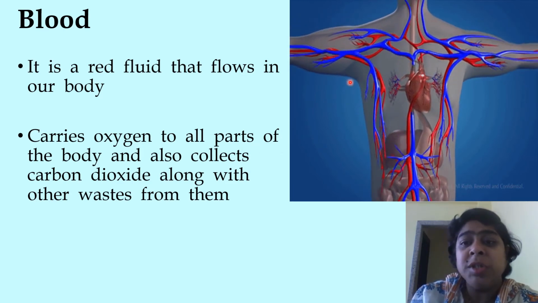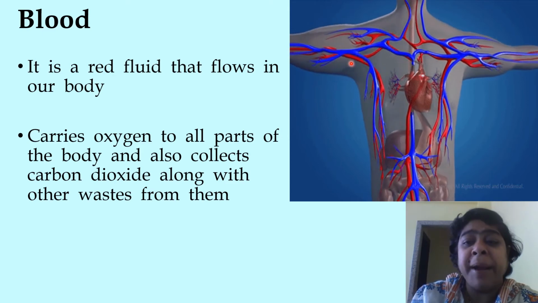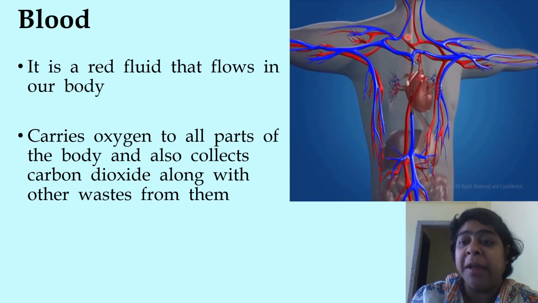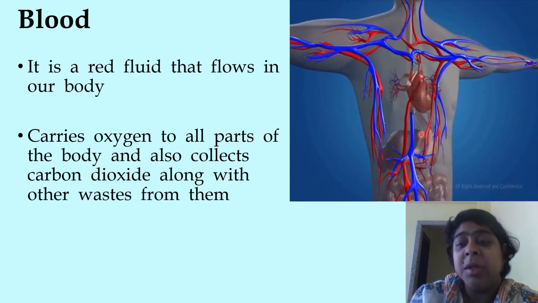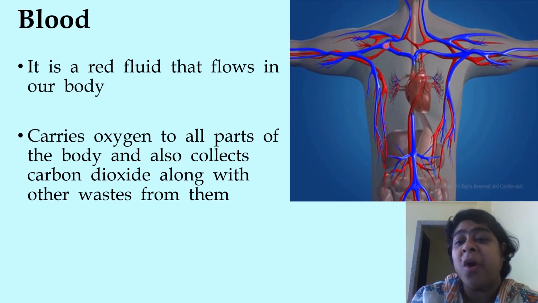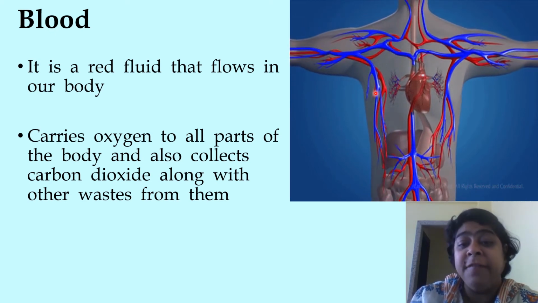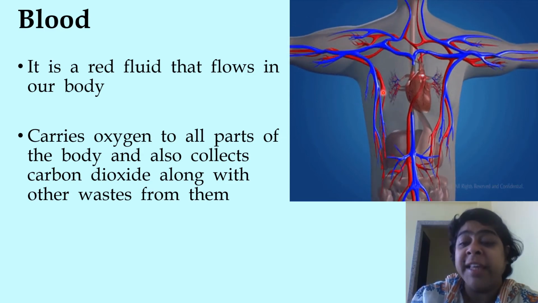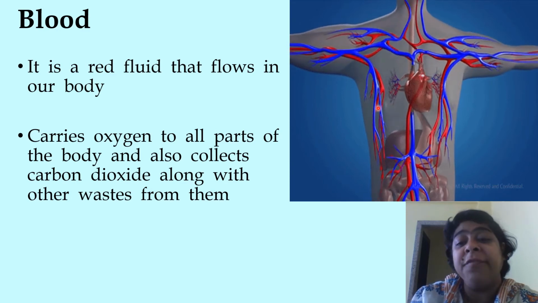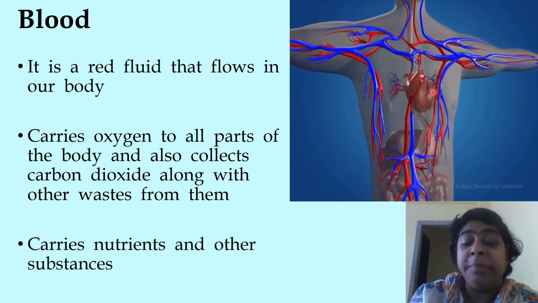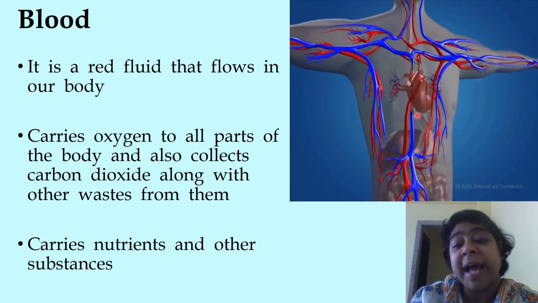Now, children, the blood carries oxygen to all parts of the body through the arteries. So the blood carries all oxygen. The red arteries carry oxygen to all parts of the body from the heart. And the veins, that is the blood in the blue color pipes, carry carbon dioxide from all parts of the body to the heart. Now, the blood also carries nutrients and other substances.